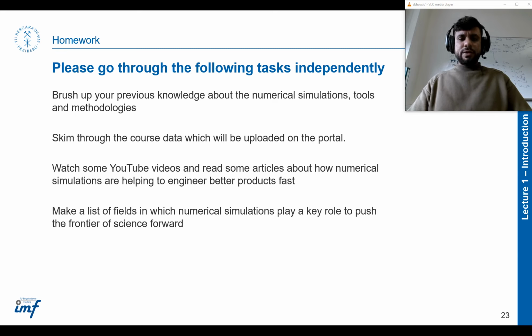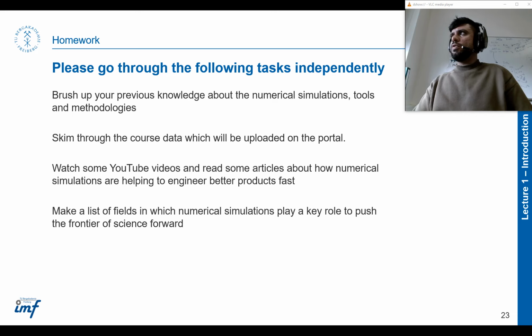And again, I would suggest you watch some YouTube videos and read some articles about how numerical simulations are helping to engineer better products fast. Once you have done that, I would want you to make a rough list of fields in which numerical simulations play a key role to push the frontiers of science forward. A very interesting application which I recently came across was in forensics.